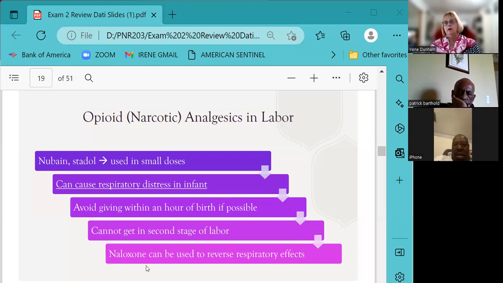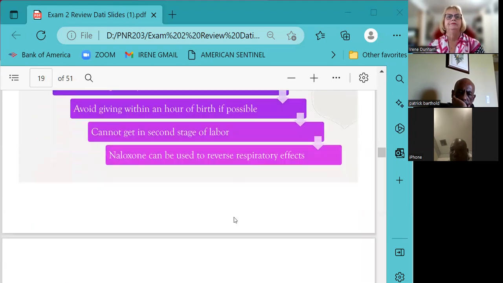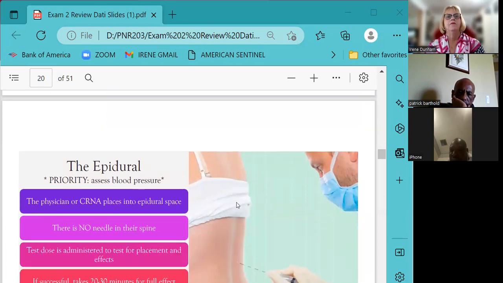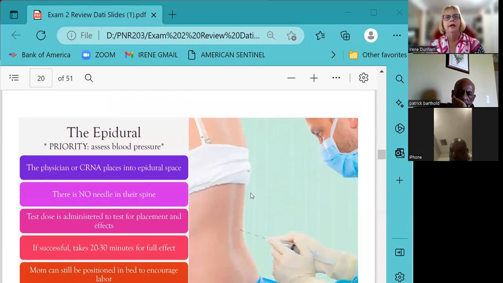Okay, all right. That's a hint, folks. Write that term, that medication, down. Naloxone. That's Narcan. All righty. Another form of analgesia, well, this is anesthesia, is what? The epidural. The epidural has made big strides in OB.